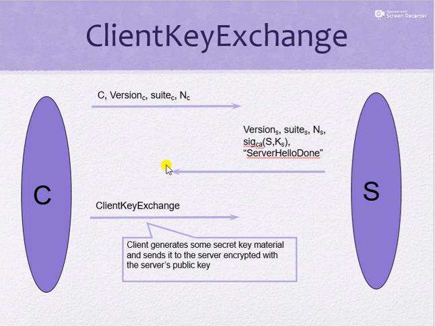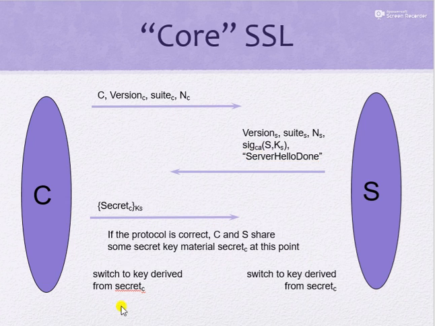What is in the client key exchange? In the client key exchange, the client generates some secret key material and sends it to the server encrypted with the server public key, the one that was sent by the server in this message. This KS is the server public key. So here the client will generate a secret key that is going to be used in this session. We call it secret C, the secret of the client, and encrypt it with the public key of the server, and the server can get this key by decrypting this message with its private key.